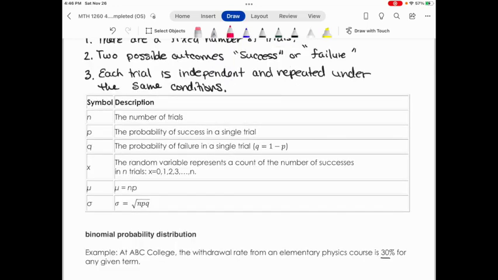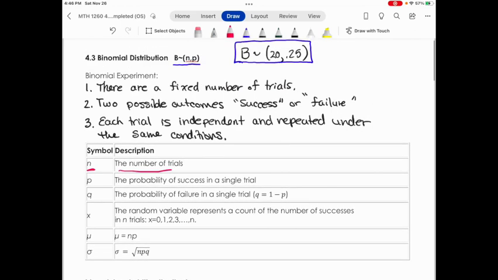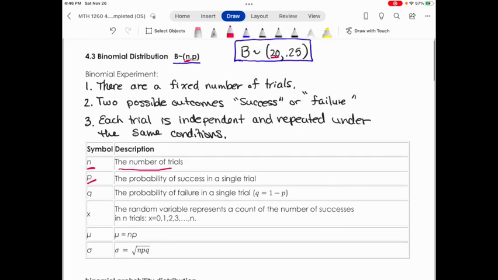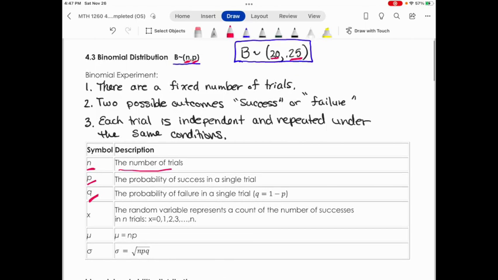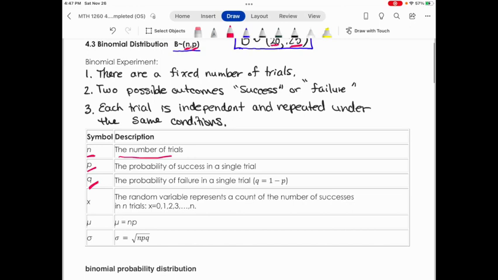As you scroll down here, you'll see some more notation. N represents the number of trials, and that's the same N up here. It's the number of trials. P is your probability of success in a single trial, which is what I put here. Q is the probability of failure, so it's going to be the complement of P. So if my probability of success is 0.25, then the probability of failure is going to be 0.75 because I subtract from 1. So that Q represents my probability of failure.